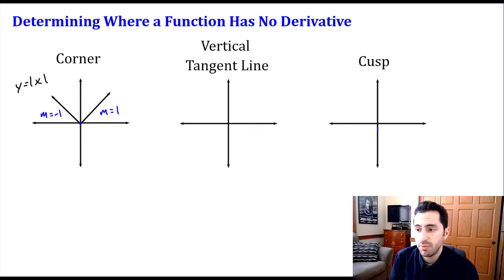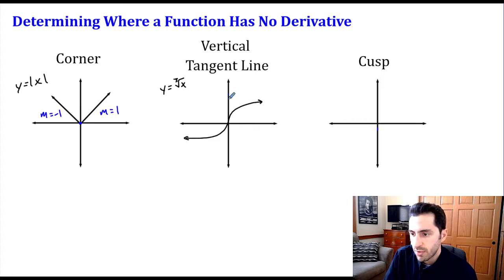A second example is if my graph has a vertical tangent line. A function that has a vertical tangent line is the cubed root of x, which looks like this. So at the x value 0, this graph has a vertical tangent line. Now, the reason that this is happening is as I come from the left and the right, the slopes of my tangent lines are increasing without bound.